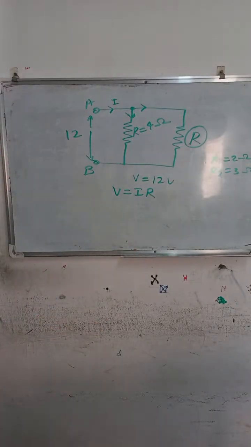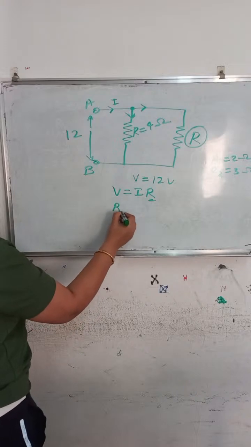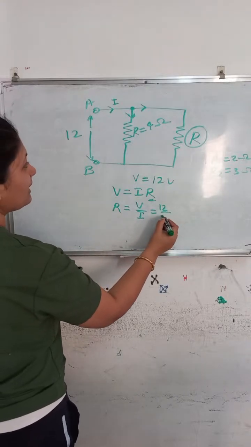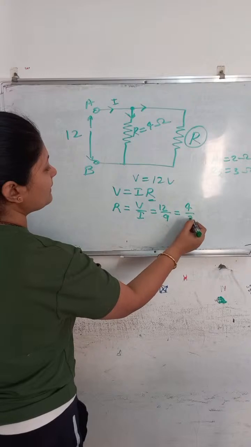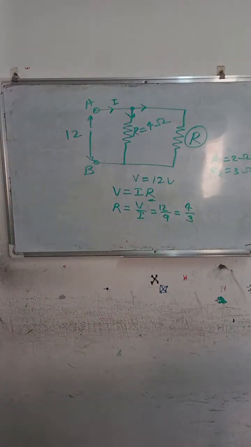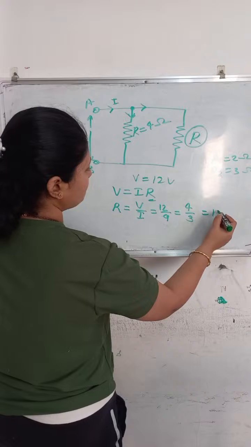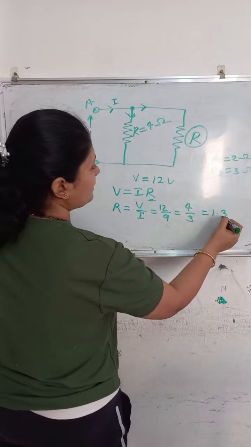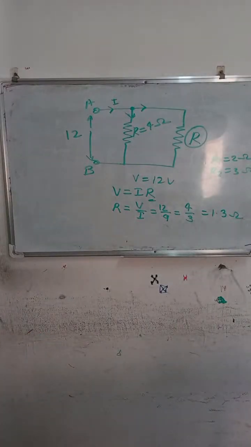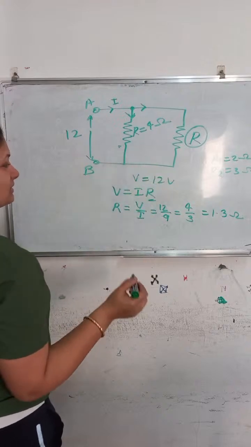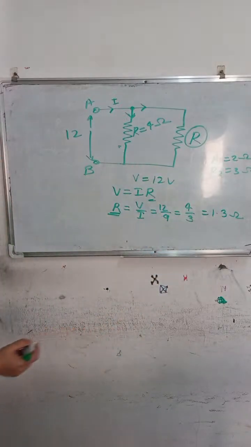So here we can calculate the value of resistance, because I don't know R here. R is equal to V by I. I will rearrange this: V is 12 volt divided by the current I have, 9. So 4 by 3, which is about 1.3 ohm is the resistance. Now here we know that these two resistors are in parallel, and this value I get as 1.3.